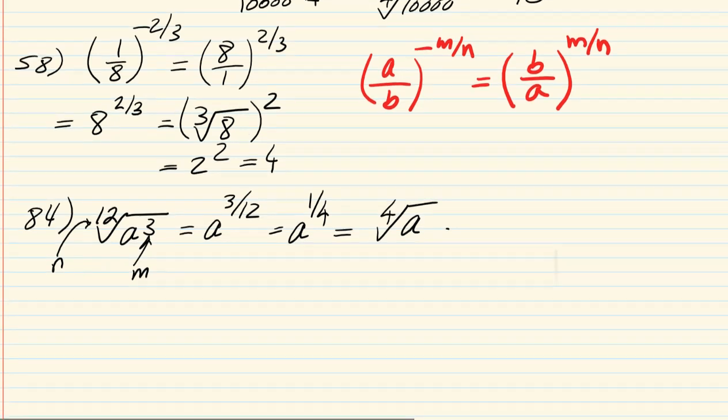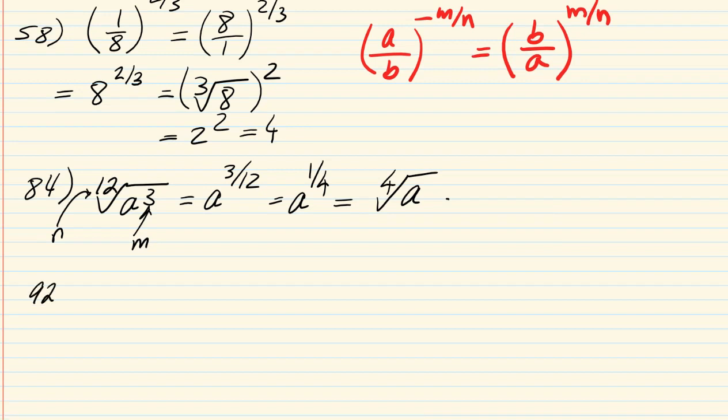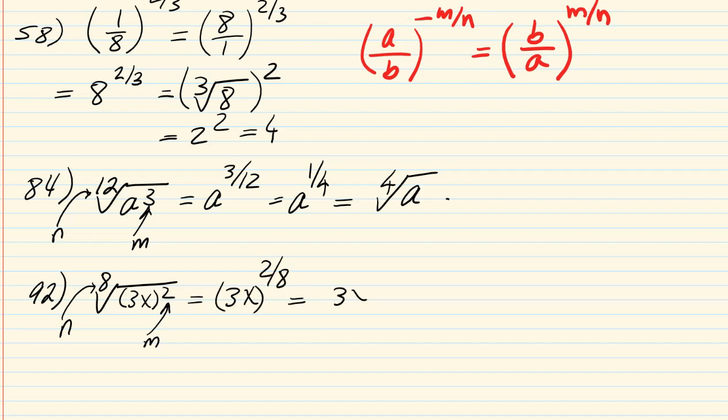Let's take a look at another one. Boy, we did a lot of these together, huh? Number 92. I'm doing the 8th root of 3x quantity squared. Again, this is m and this is n. So that's going to be 3x to m over n. That's 3x to 1/4. And then they say they don't like fractional exponents. They want answers in radical form. So that's going to be the 4th root of simply 3x. Okay. And there you have it.